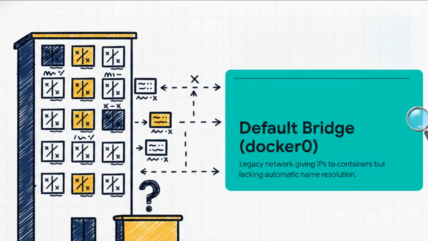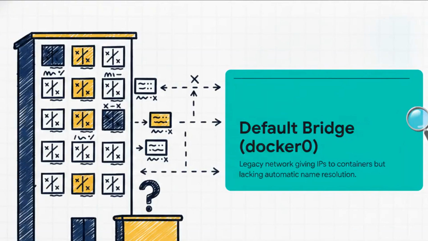Think of this default bridge kind of like a massive apartment building. Everyone has a room number, which is their IP address, like 172.17.0.2, but there is absolutely no directory in the lobby. IP to IP communication works perfectly fine. If you go in and hard code the IP address into your app, it will connect.